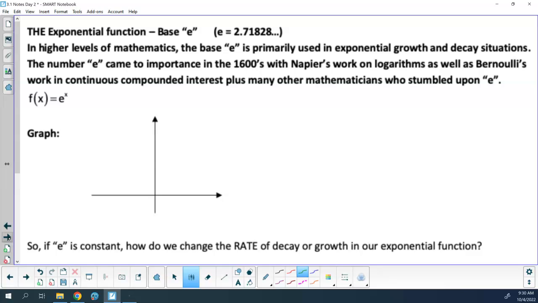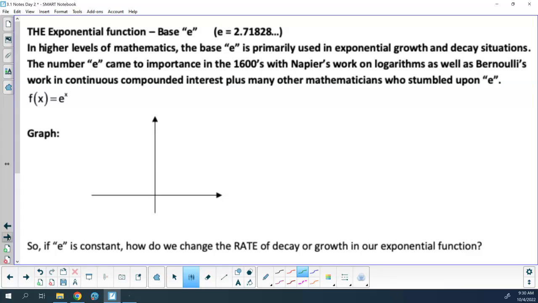In higher levels of mathematics, which you are now in, e is the primary exponential function because it makes things simpler. On Friday, you realized that if your base is between 0 and 1, then it's a decay. If it's bigger than 1, it's a growth, and all that stuff. With e, it makes things a little easier.